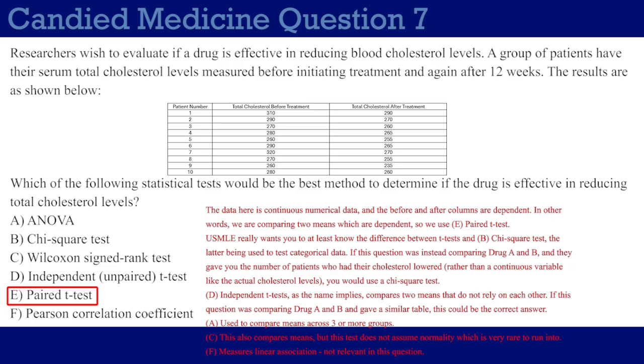Anyway, just to bottom line it again, you definitely want to know the difference between when to use a t-test and when to use a chi-square test. When you have numerical continuous data, you use a paired t-test. And when you have categorical data, you use a chi-square test. That's it. It's very simple.